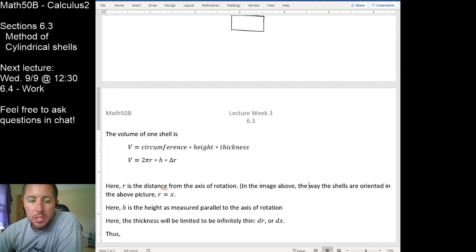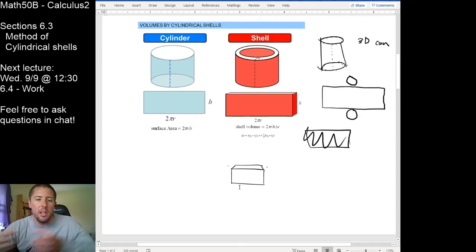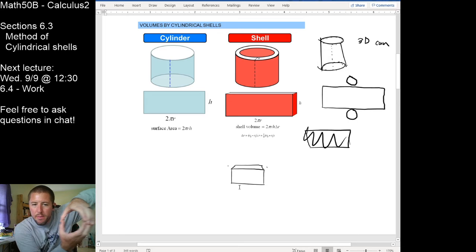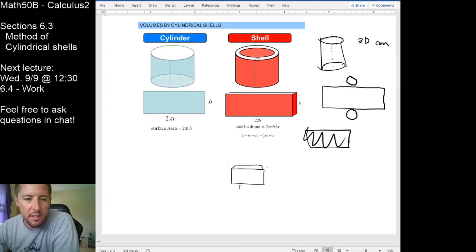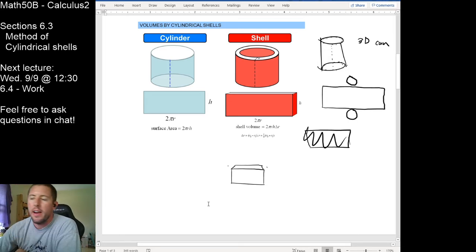So in the above image, it looks like this shell is oriented vertically, but hopefully, obviously, you guys are okay with the fact that we might have some shells that are horizontally oriented here. In this diagram, it looks like this radius distance is being measured through a vertical axis. So this vertical axis is going here, and our radius then, it seems like, would be an x measurement.